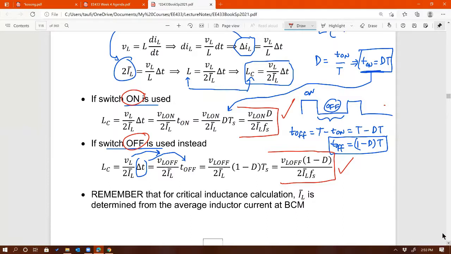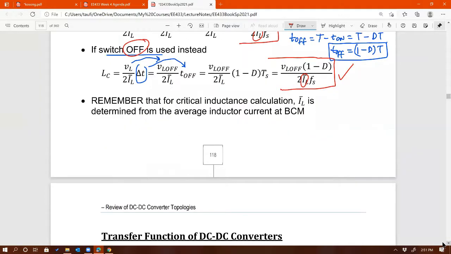And then we have IL average right there in each of the equations, right? And that is determined based on the topology that you choose. Different topologies will give you different IL average. You'll see.